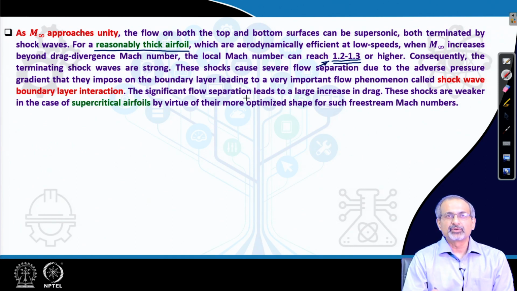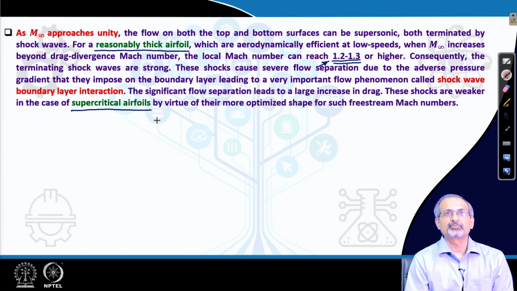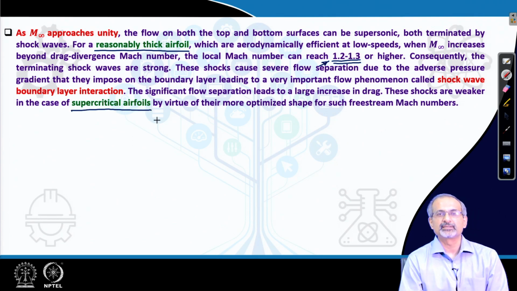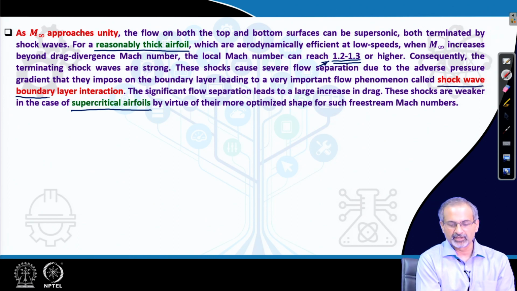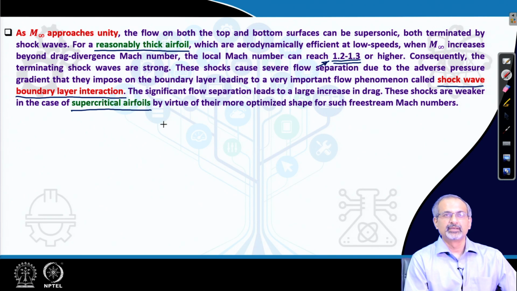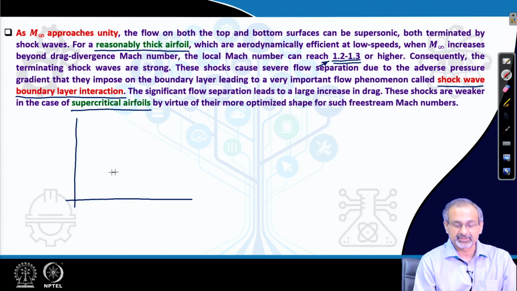And this is where comes the utility of supercritical airfoils, which can suppress these flow separations and associated complexities with shock formation, and therefore, the drag can be dramatically reduced. If you have strong shock formation, there is also the additional complication of what is called shock wave boundary layer interaction. So, let us make a simple sketch to explain further how the drag increase really happens.